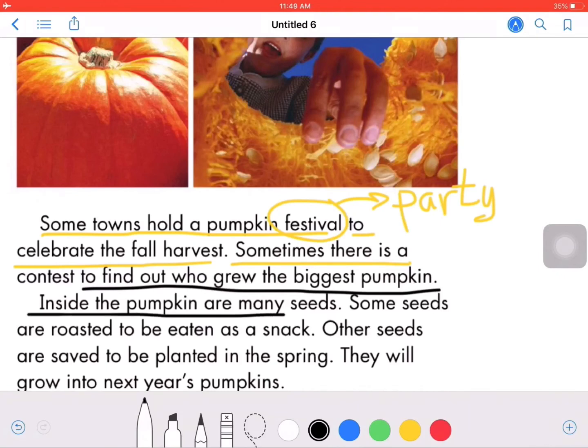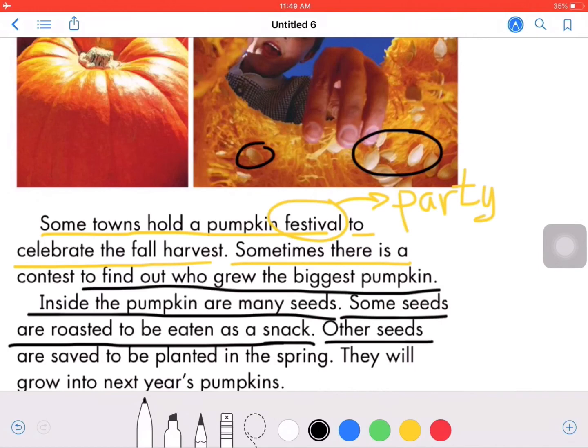Inside the pumpkin are many seeds. Some seeds are roasted to be eaten as a snack. So sometimes you take these seeds from the store, we take them from Hyperbanda, Carrefour, and we eat them. And sometimes we watch a movie or television or we gather together. So these are the seeds, can you see the seeds? Sometimes we eat them. Other seeds are saved to be planted in the spring. They will grow into next year's pumpkins.